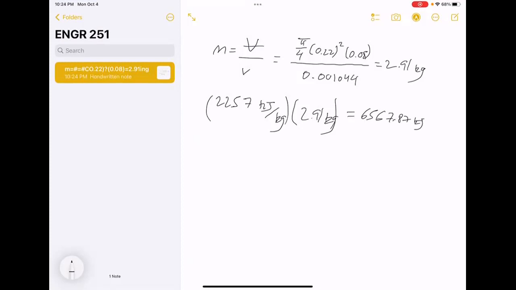Now, this is how much energy it takes to boil 2.91 kilograms of water at the state that we're given. But they don't want to know the amount of energy. They want to know the rate of energy transfer, right? Now, luckily, they tell us that this all happens in the course of 40 minutes.